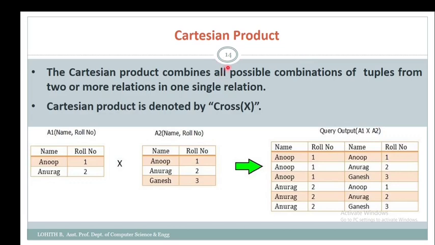Yes, let us look into the Cartesian product. The Cartesian product combines all possible combinations of tuples from two or more relations in one single relation. So Cartesian product is denoted by cross x. Here, if I perform A1 cross A2, all the rows of A1 will be combined with all the rows of A2. Let's say the first row of A1 will be combined with the first row of A2. Again, it will combine with all the rows of A1.